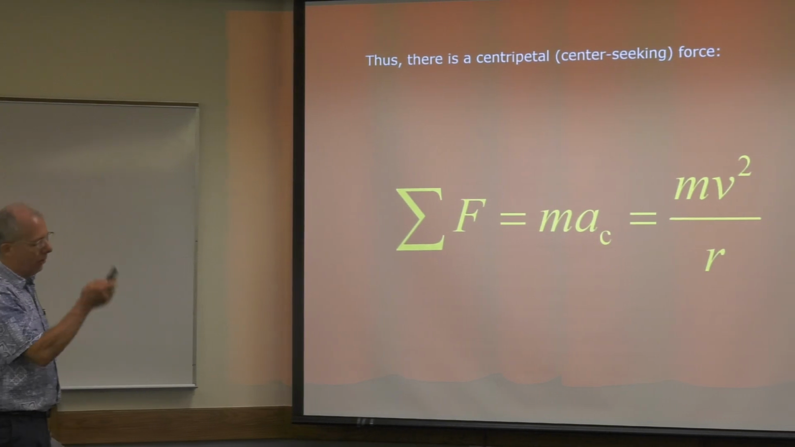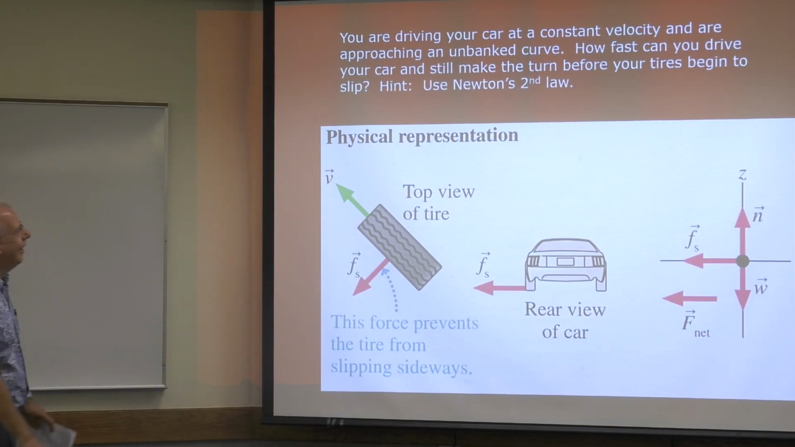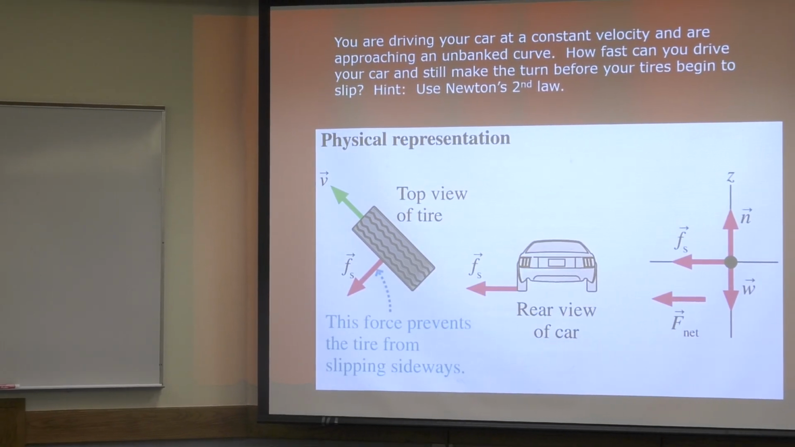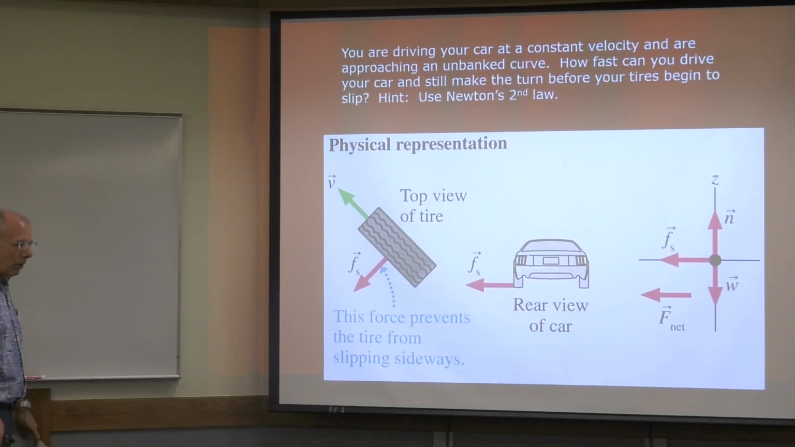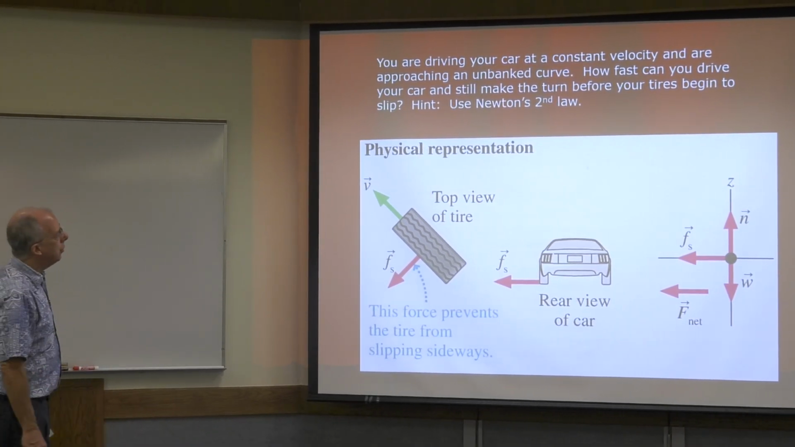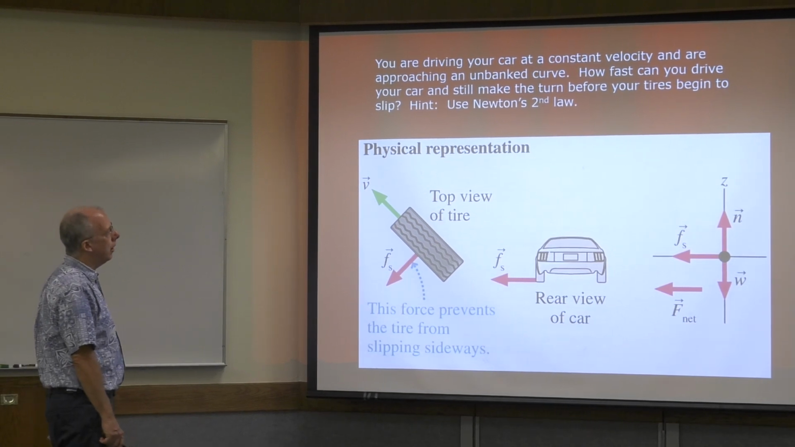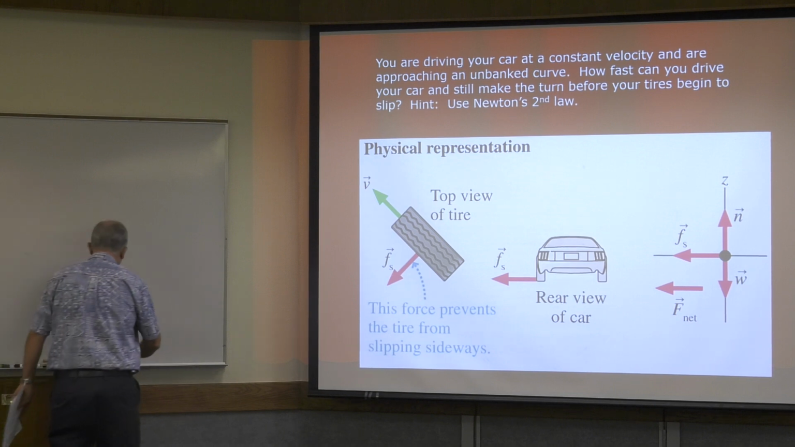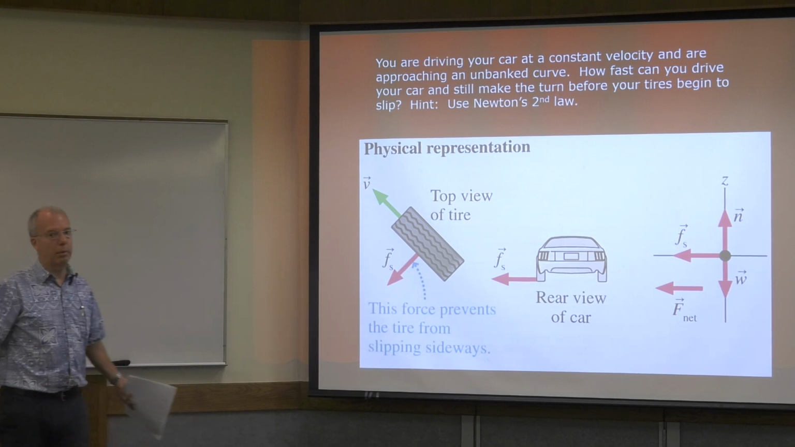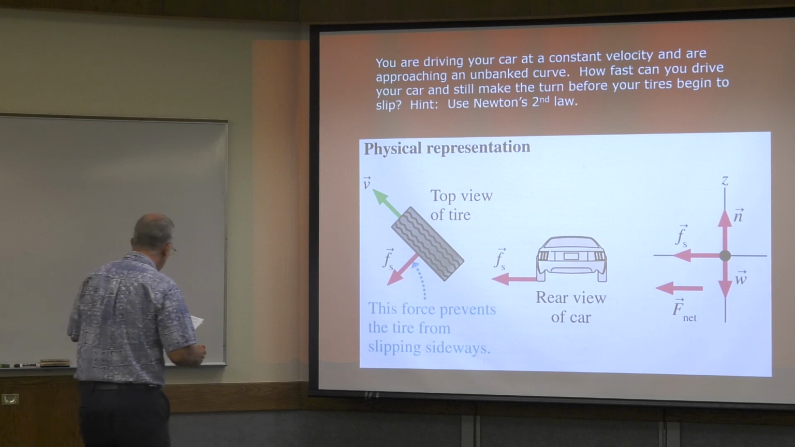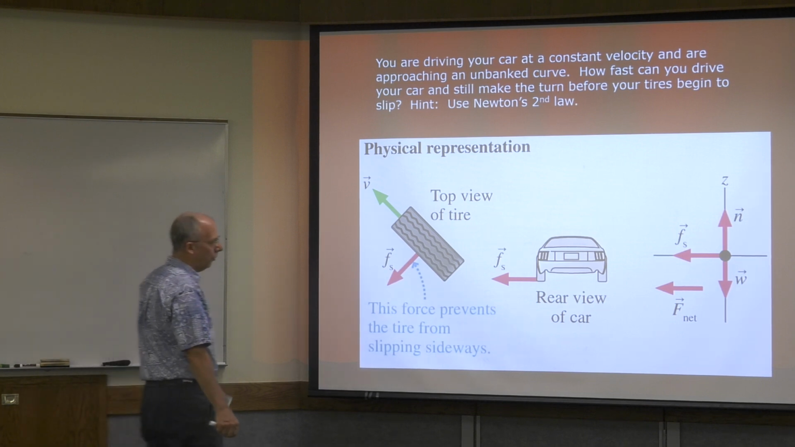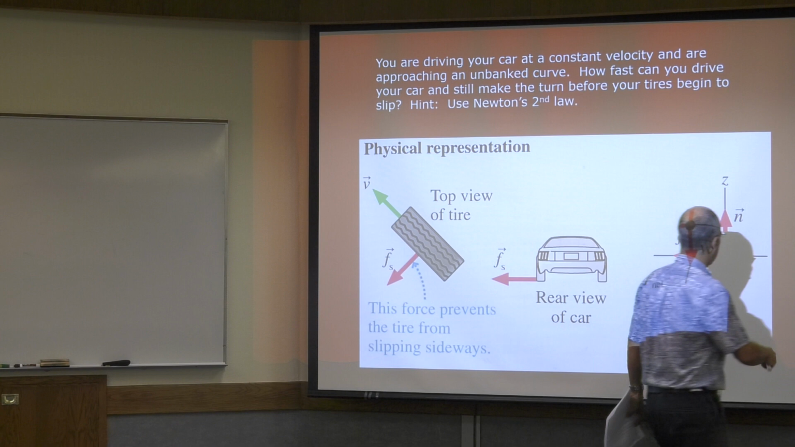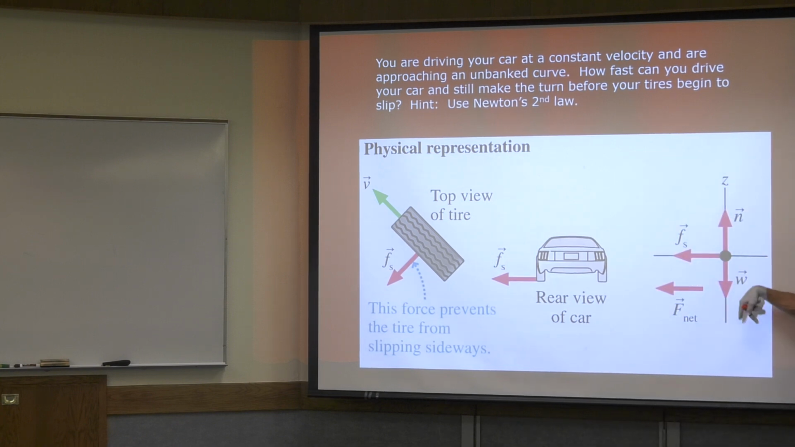All right, you are driving your car at a constant velocity and are approaching an unbanked curve, level, right? How fast can you drive your car and still make the turn before your tires begin to slip? Well, this is a circular motion problem, right? And as soon as you see that, look, they even drew the force diagram for us. Isn't that nice? There's the normal force, there's the weight, and Fs. And we want to go as fast as we can, so it's Fs max. So there's your force diagram.